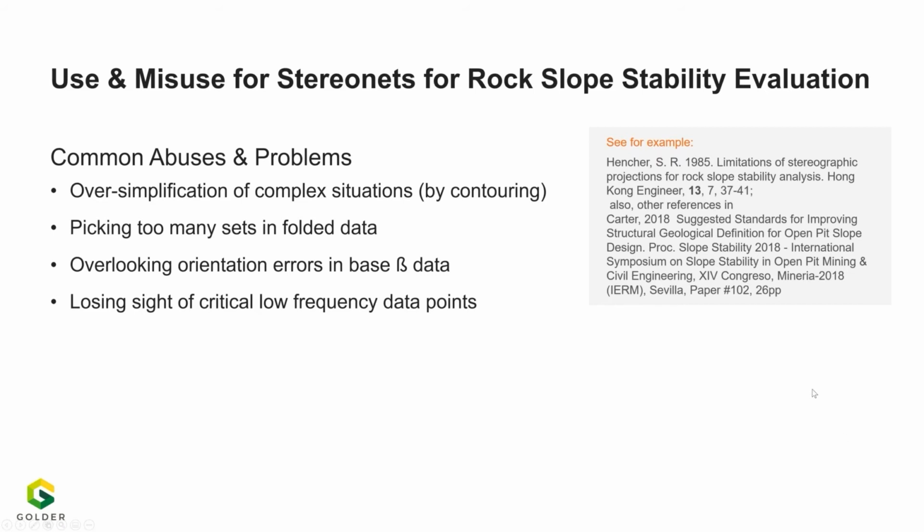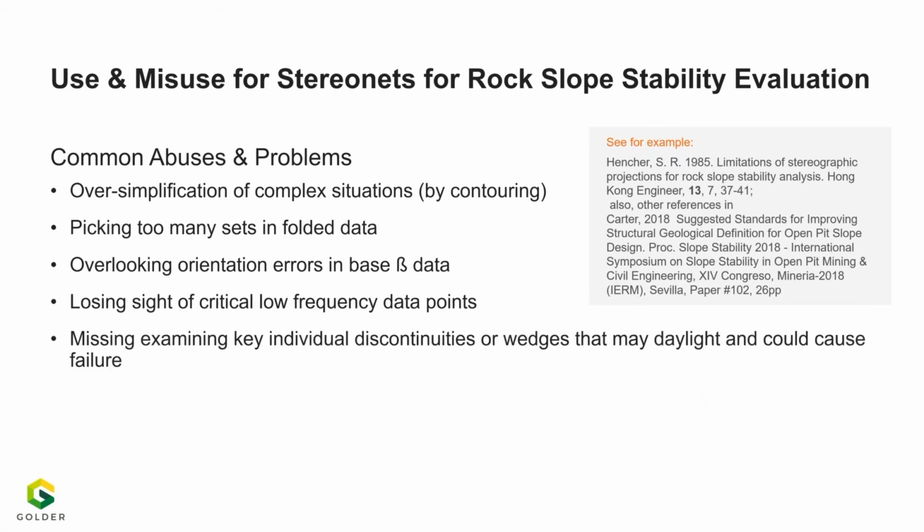But oversimplification of complex issues by contours is something that we've just been talking about. Often a problem that I've seen over the years is people pick too many sets in folded, real geologically deformed data. They're not different sets, they're just part of the same fold fabric, perhaps. We see all sorts of problems in beta orientation data from core because of lack of ability to follow the reference length all the way through. So I'll show you some of those.